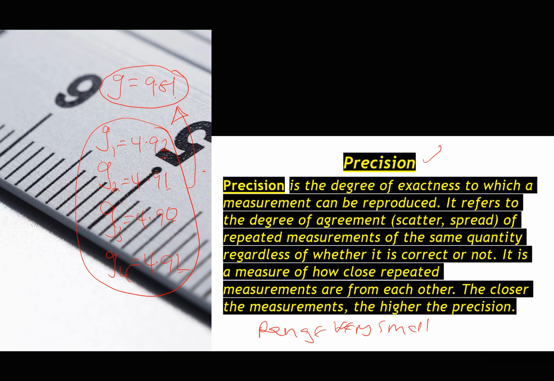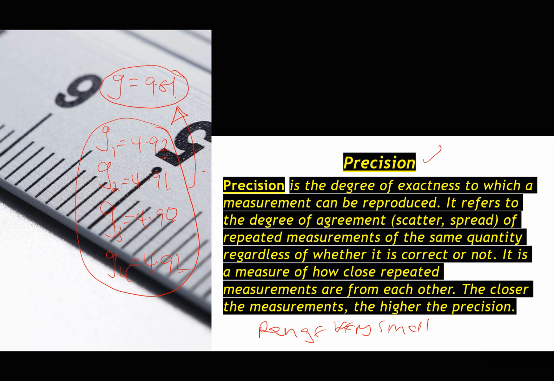Measured values could be precise if they are very close to each other. Therefore, they have a small range. However, they may not be accurate, as we have seen. So what does this imply? We now notice that precision makes values scatter around a certain value, which could sometimes be the true value or sometimes not. So if precision makes values scatter or spread, then the best value of such values is just the average.